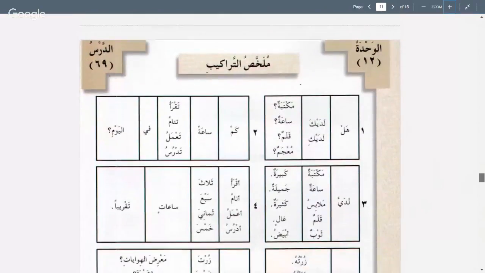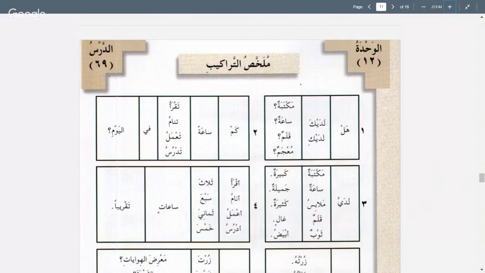Okay. Let's start with box number one. Hanin, read the top selection and read each sentence one by one, and then tell me what it means. Read the sentence and tell me what it means. هل لديك مكتبة؟ Do you have a library? Good. هل لديك ساعة؟ Do you have a watch? Mm-hmm. هل لديك قلم؟ Do you have a pen? Good. هل لديك معجم؟ Do you have a dictionary? Very good.